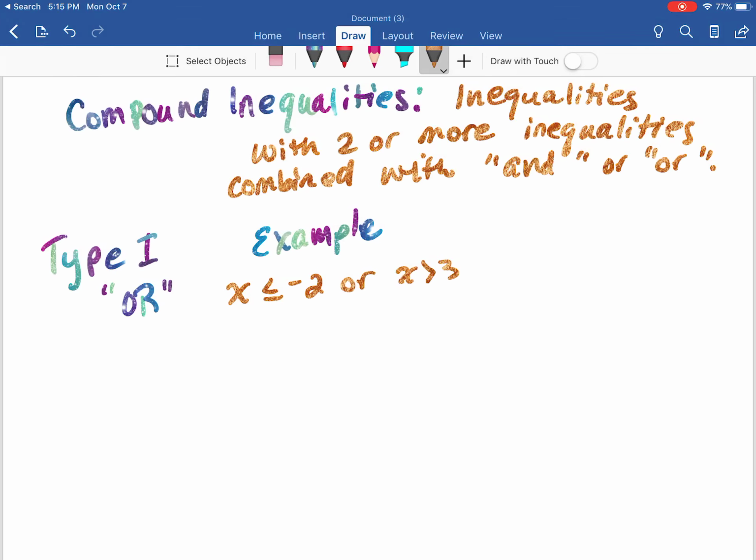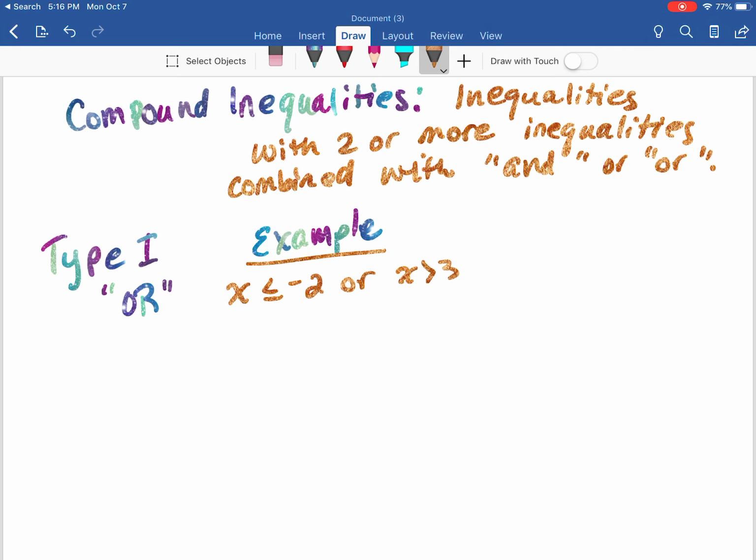Okay, in this episode, we're going to talk about compound inequalities. Compound inequalities are inequalities with two or more inequalities combined with the "and" or the "or" statement involved. For example, type 1, these are inequalities where we have "or" statements. We have the example given to us. We're talking about "or" statements. So I have x less than negative 2 or x is greater than 3.